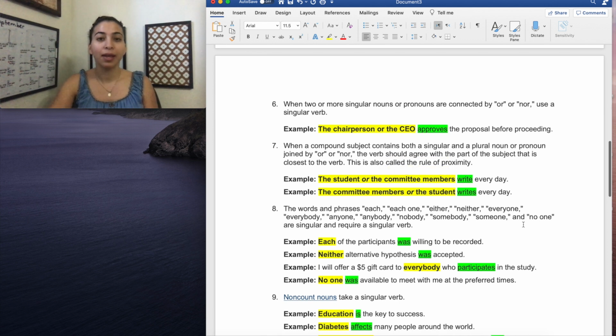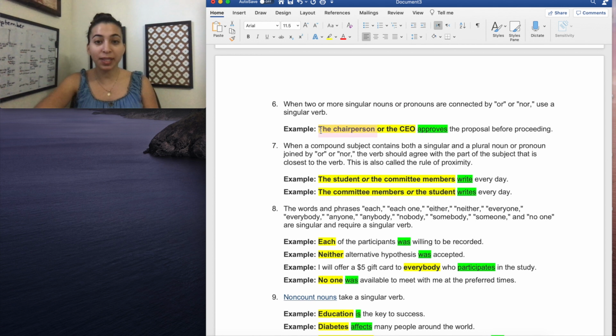All right. When two or more singular nouns or pronouns are connected by "or" or "nor," we use the singular verb. So if there's an "or," like John or Jamie is going to the movies, whatever. The chairperson or the CEO approves the proposal before proceeding. Why? Because we are talking about one or the other.